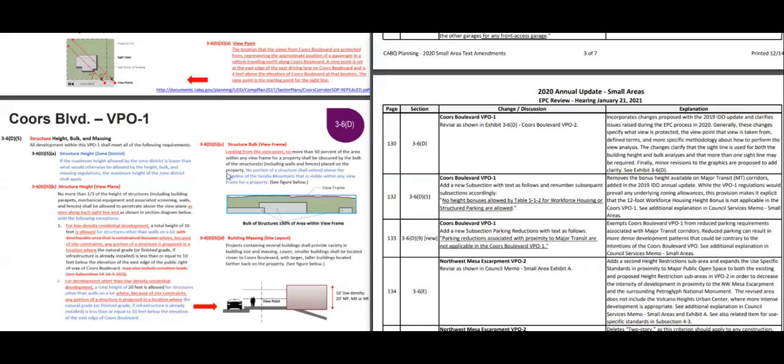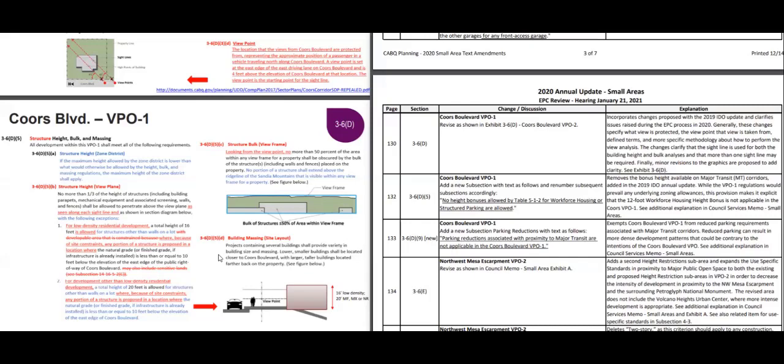What this new blue text adds back is a regulation from the Coors Corridor Sector Plan that did not allow anything to be taller than the ridgeline or break through this view frame. So that was a really important rule that protected views to the mountains. That was accidentally omitted when the IDO was adopted, and we're very excited to get this rule back in.